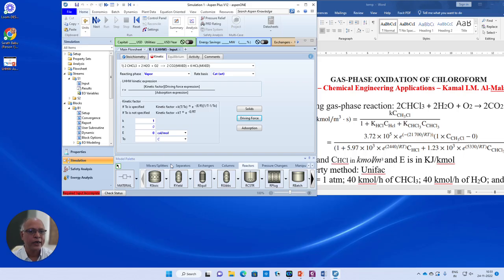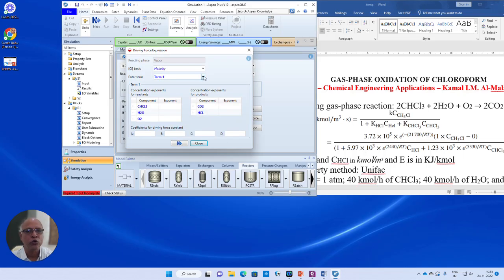So the kinetic factor is 1. Obviously there will be two terms that you need to address, term 1 and term 2. Molarity, or you can choose any one of them. Now in this particular case we are using concentration, so let me choose molarity itself. I don't change. Now you can see what is the driving force term 1.